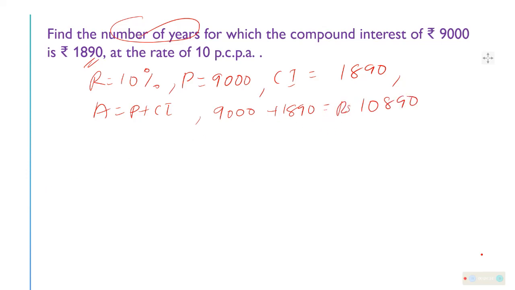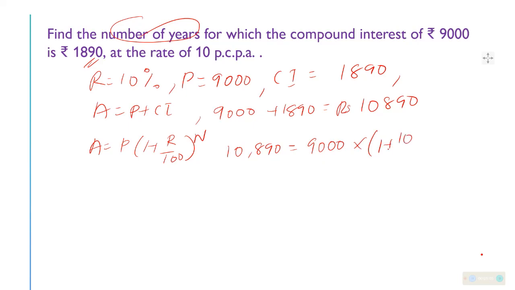We got the amount. So we will substitute the value in the formula. Amount is equal to P into 1 plus R upon 100 whole to the power of N, where we have to write as 10890 is equal to, in place of P, 9000 into 1 plus 10 upon 100 whole to the power of n. N is what is asked. That is the beauty of it.